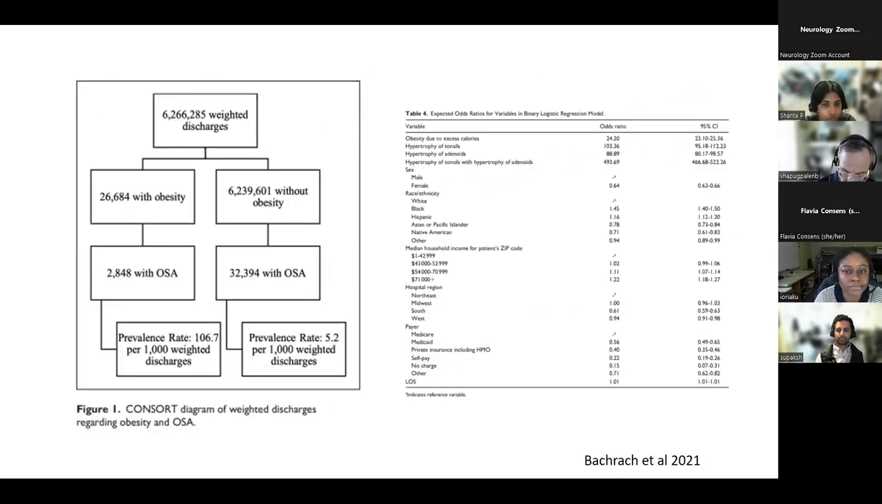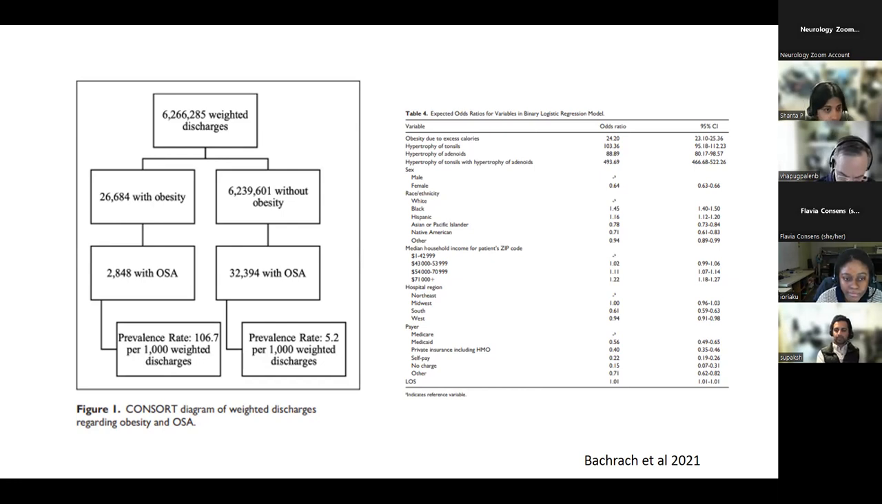But there was one study that I looked at back in 2021. This was a study looking into the prevalence of obesity. It was a really extensive study. They used the Kids Inpatient Database in 2016 and looked at around 6 million charts, at discharges. It had discharge information for children on a national level.